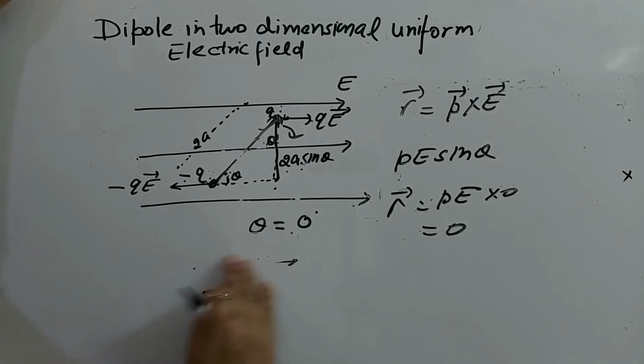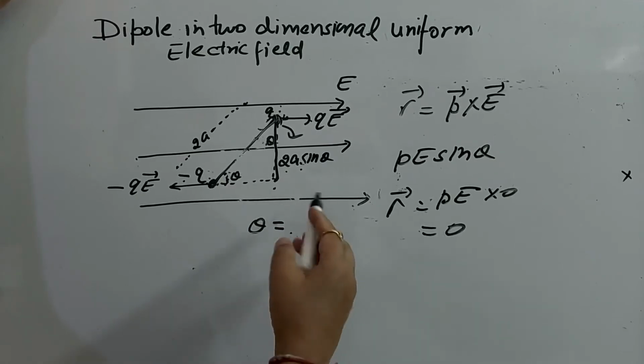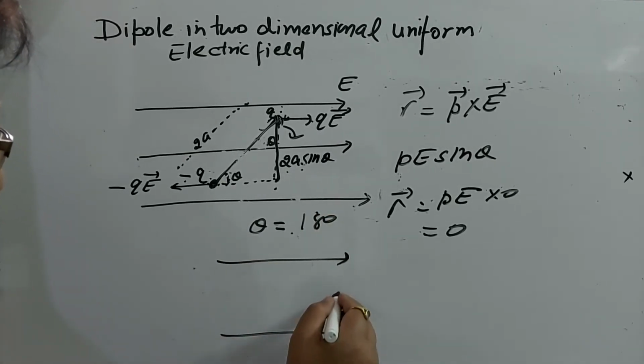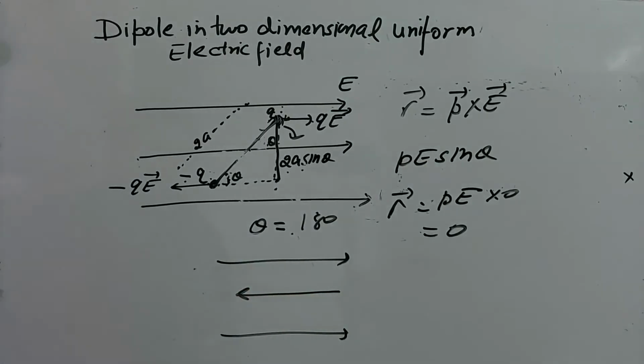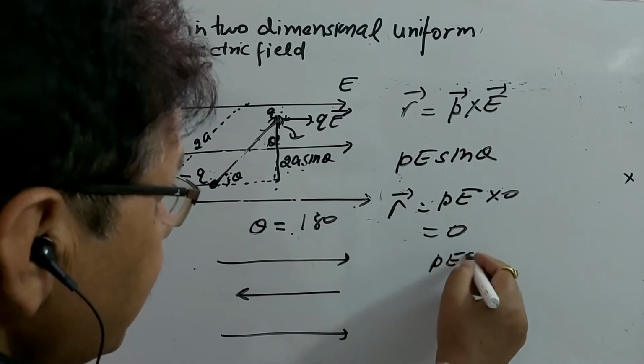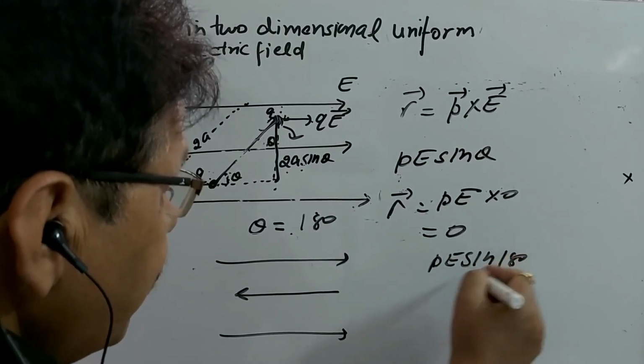And similarly, if theta becomes 180 degree, this is the direction of the electric field and this is the direction of the dipole. In this case again this pE sin 180 will be equal to 0.